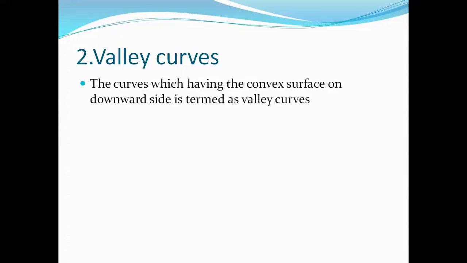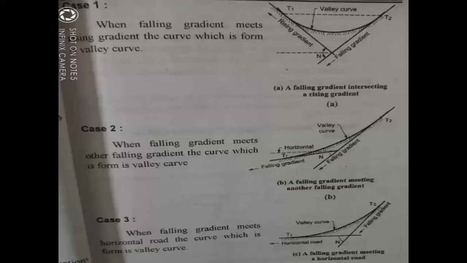Then we had discussed the valley curve. The valley curves are opposite to the summit curve, and the curves which have the convex surface on the downward side are termed as valley curves. Then we had also discussed the cases of valley curves. The first case is a falling gradient intersecting a rising gradient. The second case is a falling gradient meeting another falling gradient, and the third case is a falling gradient meeting a horizontal road.